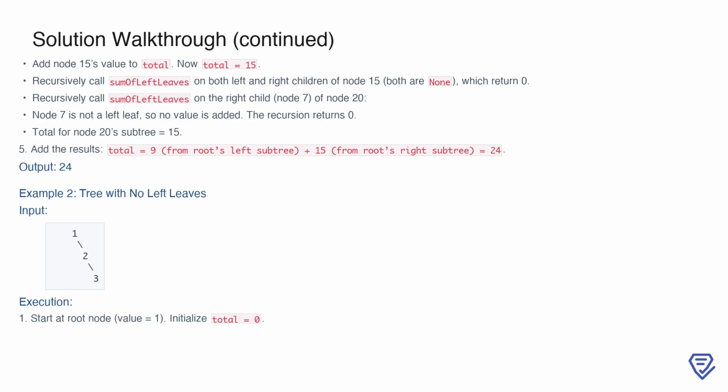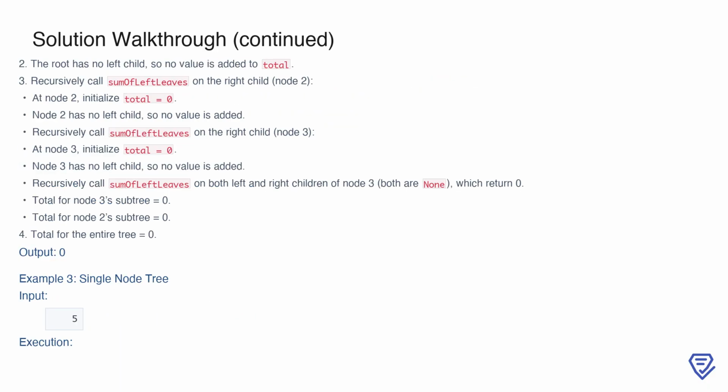Next, we'll examine a case where the tree has no left leaves. In the second example, the tree is structured such that it has only right children. The root node has a value of 1, with a right child of 2, which in turn has a right child of 3. We start at the root and initialize total to 0. Since the root has no left child, there's no value to add to total. We then recursively call sum of left leaves on the root's right child, which is the node with a value of 2. At this node, we again initialize total to 0. Similar to the root, node 2 has no left child, so we don't add any value to total.